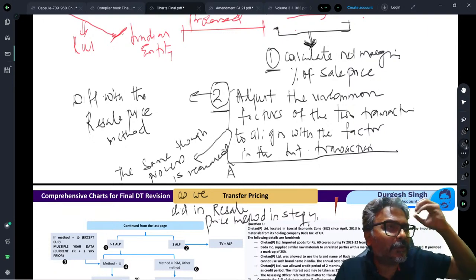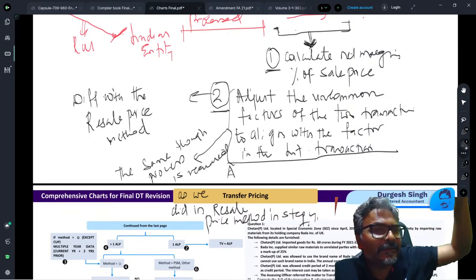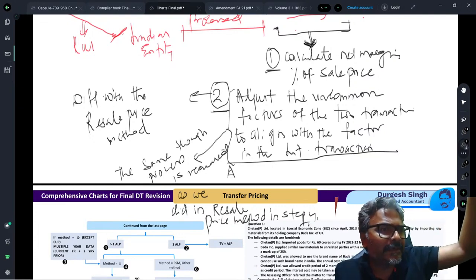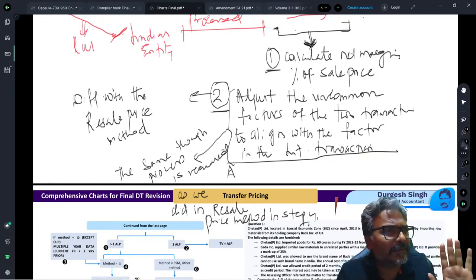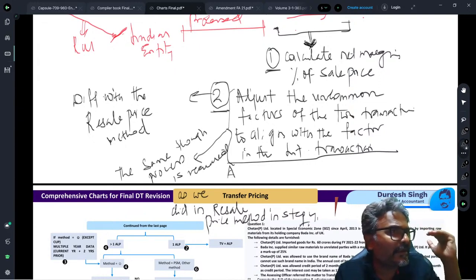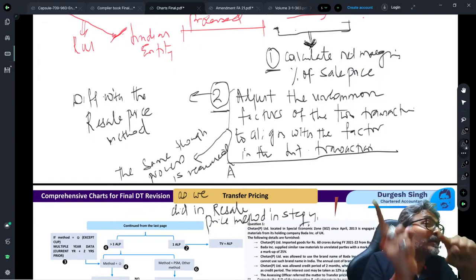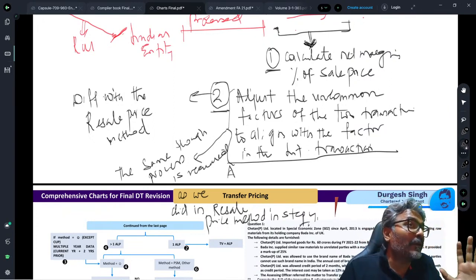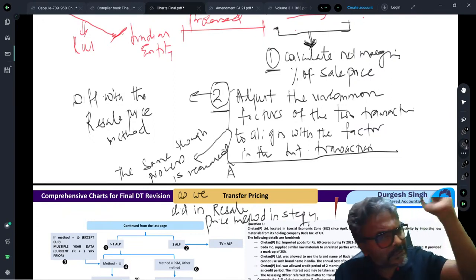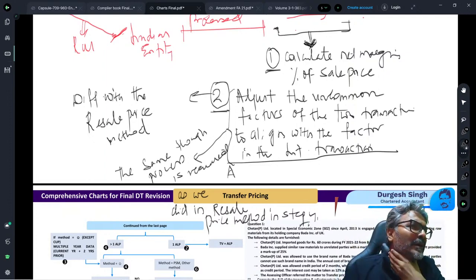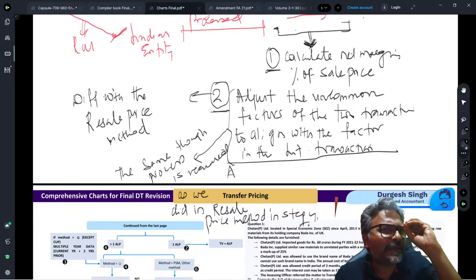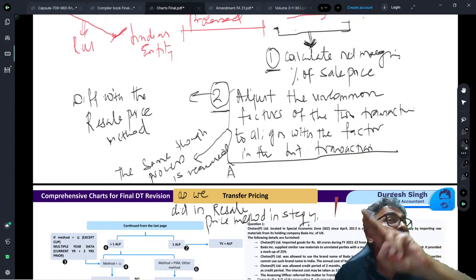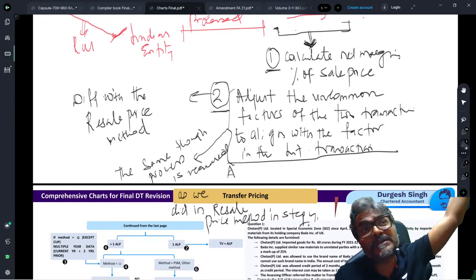But the same thought process that we had, you can refer to that question of Bharat that we did in the resale price method, same question you can think of it. The way we have thought about customs duty, freight, and quantity discount in that question, same thing you are going to think here also. But the only change in this method is that this thought process will be in step number 2, whereas in the resale price method, that will be in step number 4.